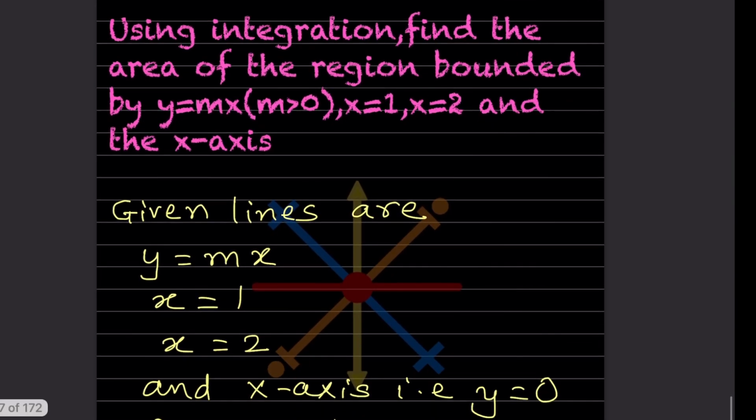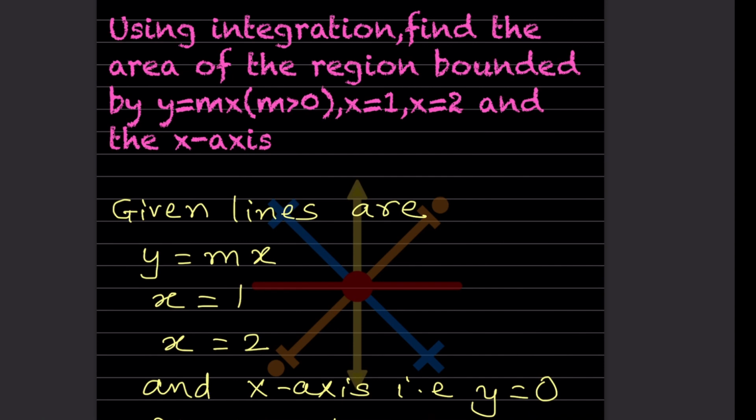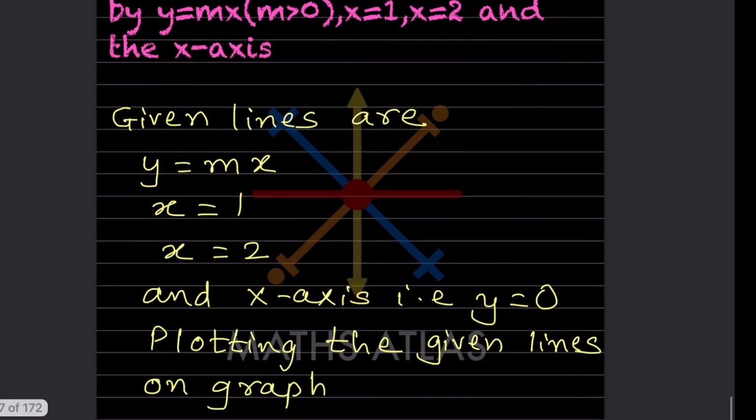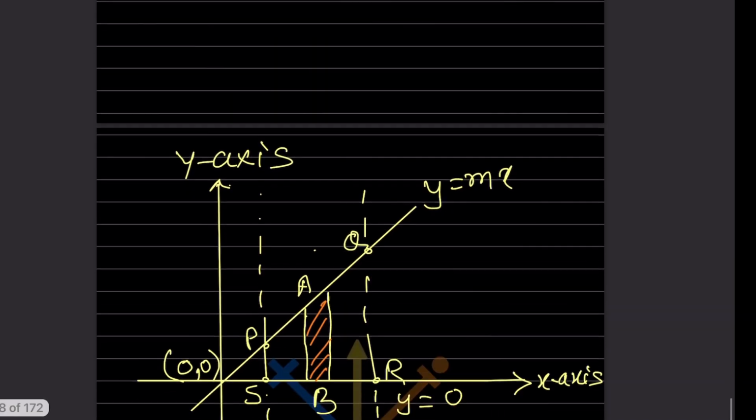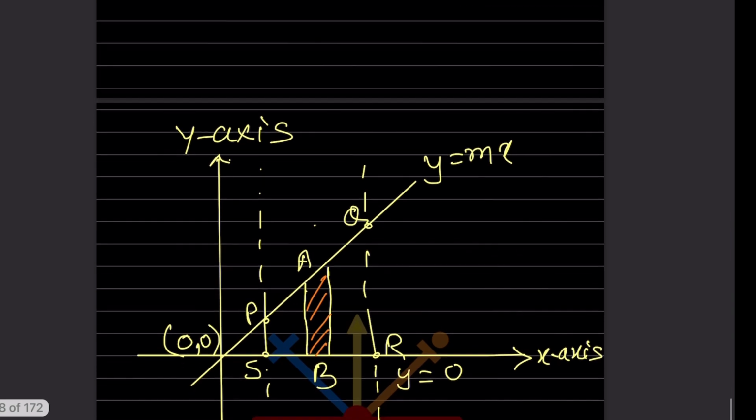So now this one, using integration, find the area of the region bounded by y is equal to mx, x equal to 1 and x equal to 2, and the x-axis. So the given lines are y is equal to mx, x equal to 1, and the x-axis, that is, whenever there is x-axis, y should be 0. So we are going to plot this on a graph. So now look at the graph.